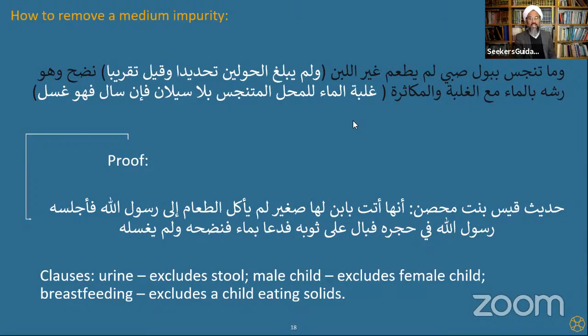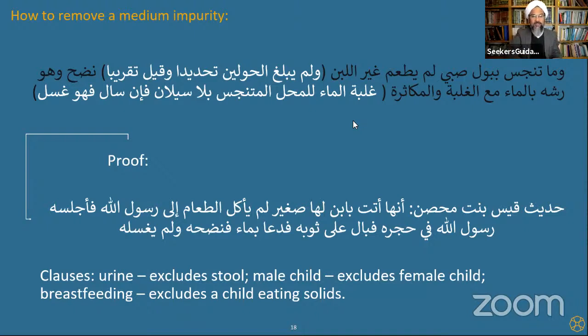The proof for that is the narration of Qais binti Muhsin, أنها أتت بابن لها إلى رسول الله صلى الله عليه وآله وسلم, that she came with her son, and her son was young. لم يأكل الطعام. The narration says he was an infant, and he did not begin consuming solids as yet. فأجلسه رسول صلى الله عليه وسلم في حجره. The Prophet صلى الله عليه وسلم took this young infant and placed him in his lap. فبال على ثوبه. This youngster then urinated on the Prophet sallallahu alaihi wasallam. فدعا بماء. The Prophet sallallahu alaihi wasallam called for some water. فنضحه ولم يغسله. The Prophet sallallahu alaihi wasallam simply sprinkled water over it, and he did not wash it.